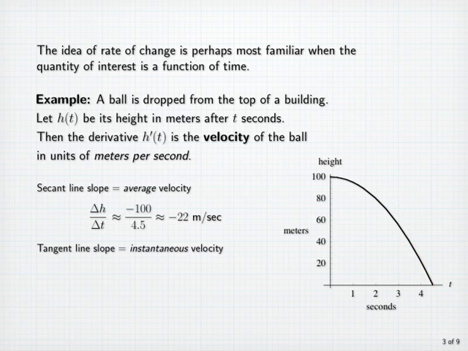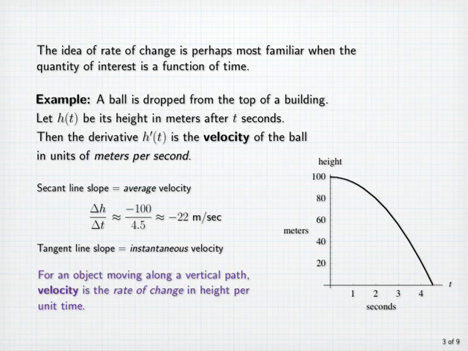So our main point here is that for an object moving along a vertical path, velocity is the rate of change in height per unit time.